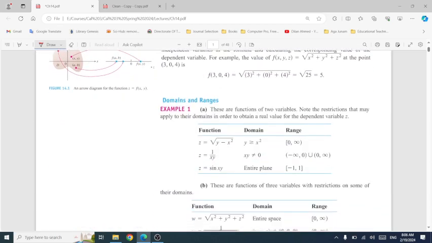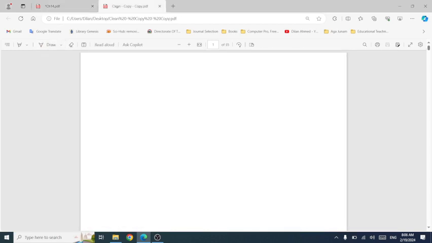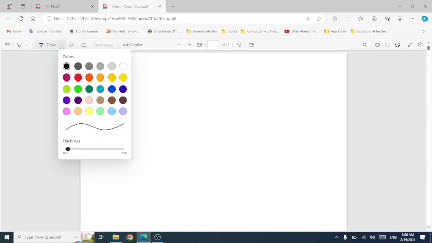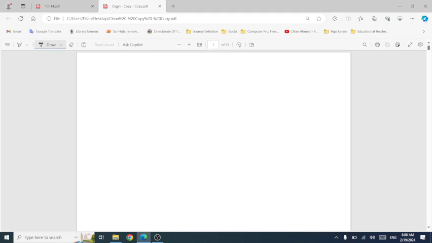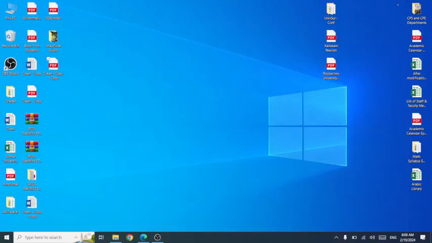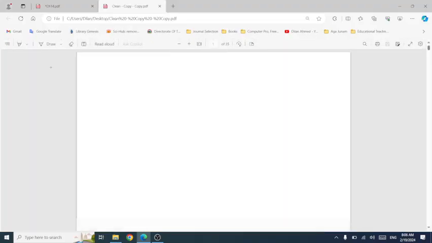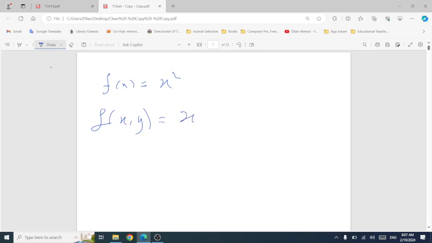You know, before we saw in calculus 1 or calculus 2, for example, we have f of x. We say that f of x is equal to x squared. Now, today we have f of x and y equal to x squared plus y squared, something like that. So the first one is a single variable, and the second is a double variable, or several variables.